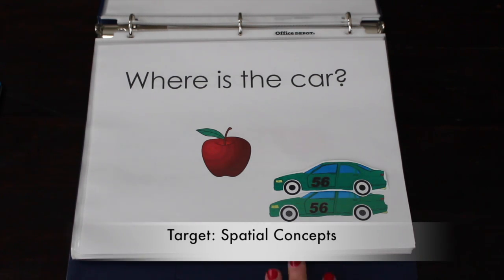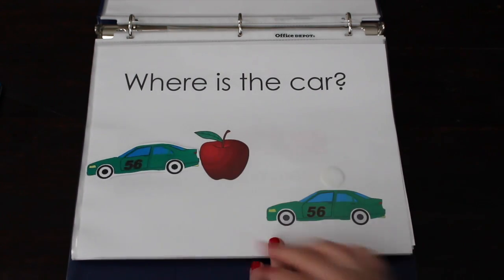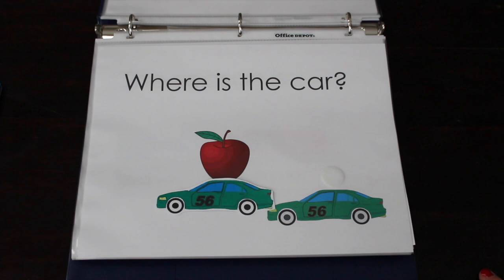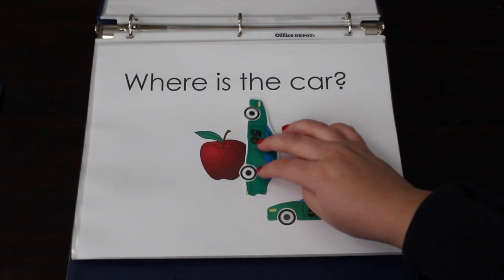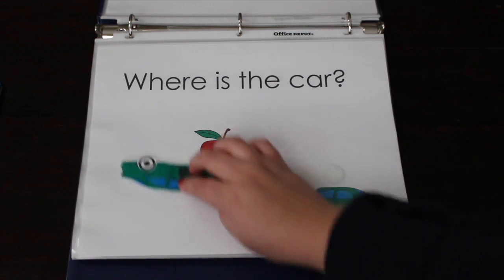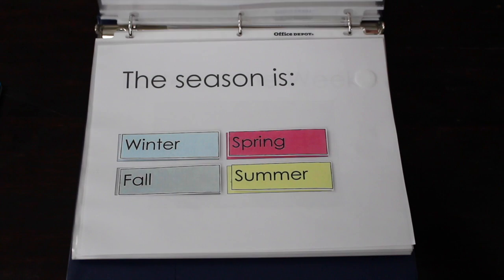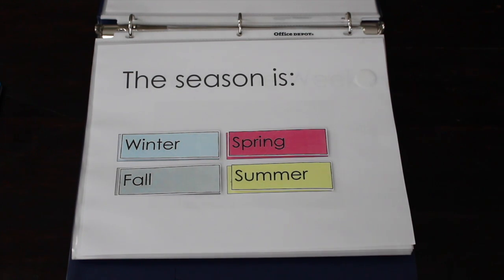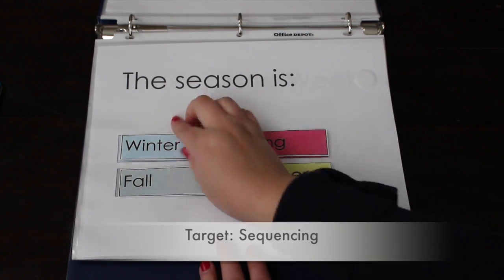Next, we're going to talk about prepositions. What I did was just laminate a car, and then I can move it all around the apple. I can ask questions about where is the car, and I can also have students tell me whether the car is upside down or right side up. After we talk about prepositions, the next thing that we're going to go over is the current season, and this is going to be the same concept as before.